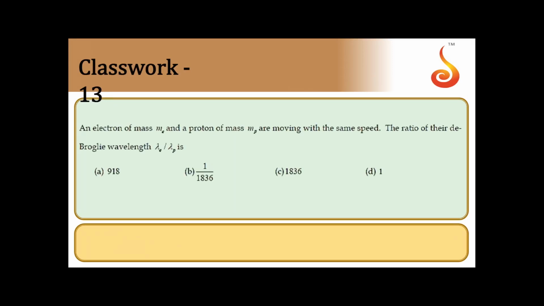Okay, we shall proceed further. An electron of mass me and proton of mass mp are moving with same speed. The ratio of their de Broglie wavelengths is. So de Broglie wavelength of electron to de Broglie wavelength of proton, this is what you have to calculate. So it should be h by m e v into mp v divided by h. This should be the ratio.